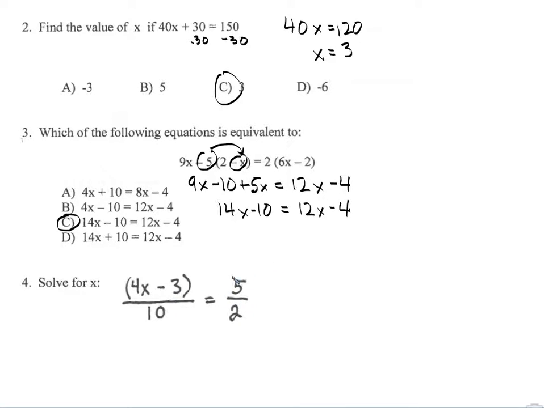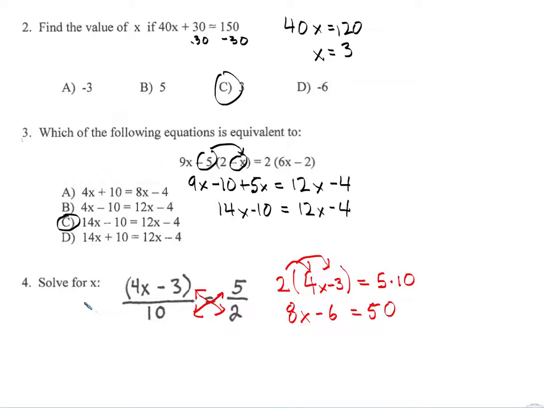When I have 2 fractions or 2 ratios that are set equal to one another, that in our mind should always say cross multiply. So cross multiply means 2 times 4x minus 3. And I'm going to write this out because sometimes it's not clear. 2 times the quantity of 4x minus 3. And this is equal to the other cross multiplication, 5 times 10. And I already know that that's 50, but I'll just write out 5 times 10. Now I'm distributing this 2 in here. So I have an 8x minus 6 is equal to 50.